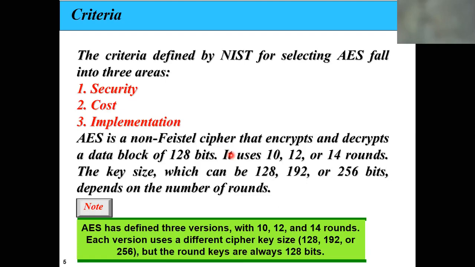Other criteria for being chosen as the next Advanced Encryption Standard must include security, cost, and implementation. When we say security, it means competing algorithms were to be judged on their ability to resist different attacks compared to other submitted ciphers. Security strength is considered the most important factor in the competition.